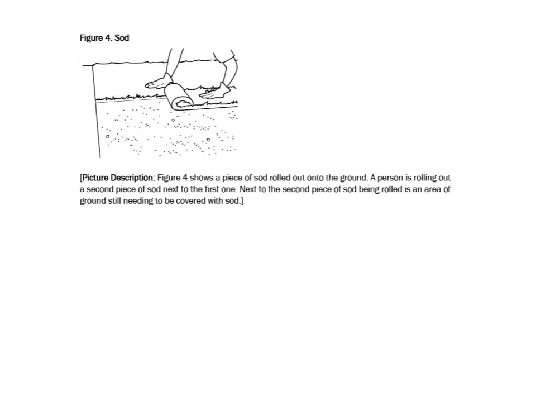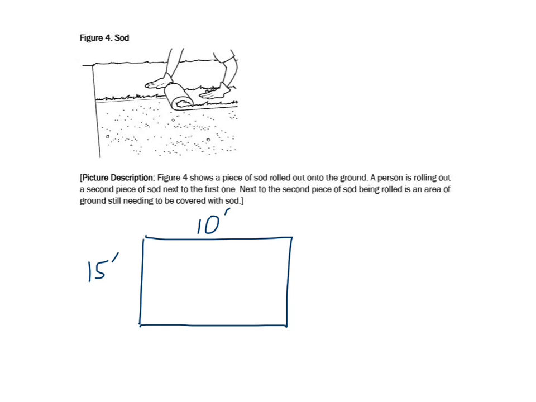We might think about, what if we have a rectangle and we want to fill it full of sod? Well, let's say that rectangle is 15 by 10 feet. And we want to make this a nice grass area. Well, we know the area is 15 by 10, which is 150.